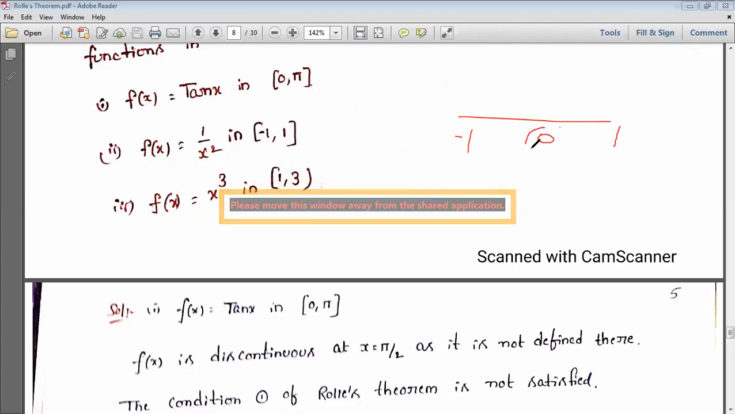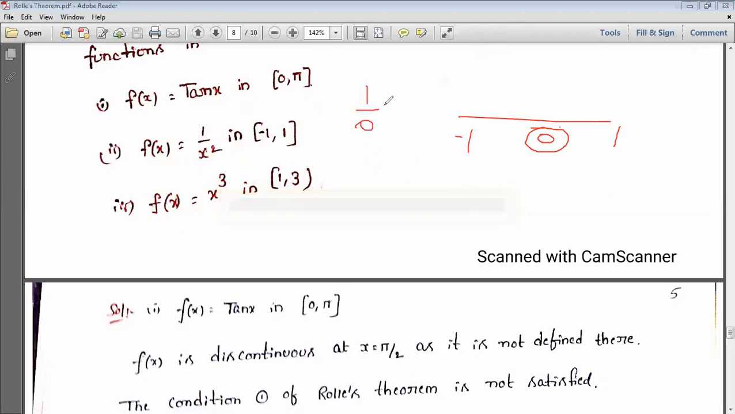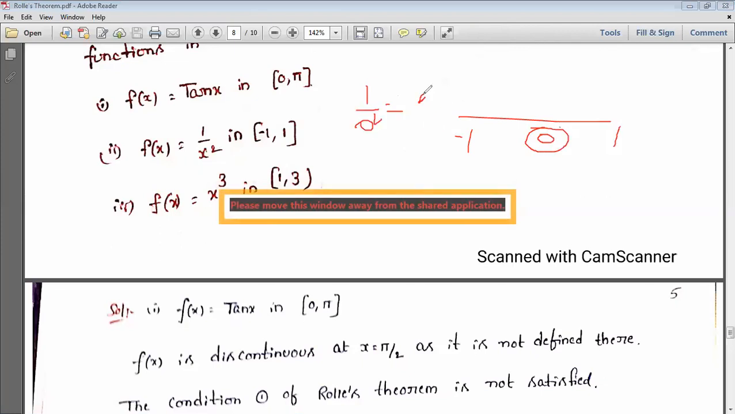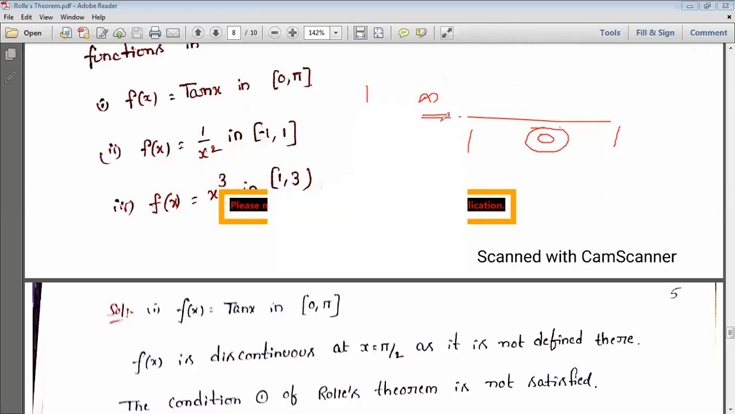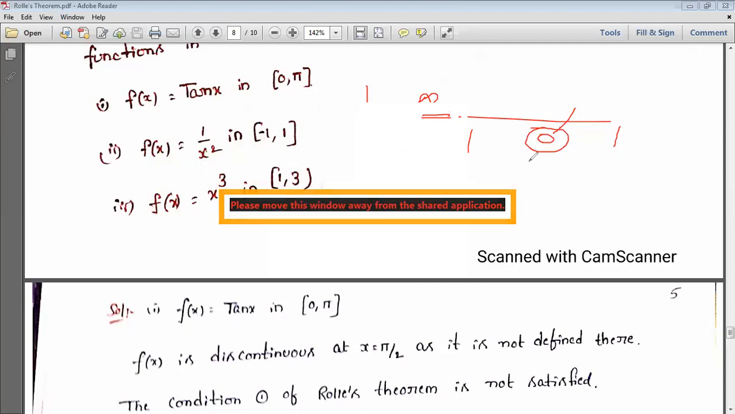At 0, does this exist? If I put 0, 1 by 0 square, so 1 by 0 is nothing but infinity. So that function is not continuous at 0. Not in the entire interval; at the specific point 0 that function is not defined.